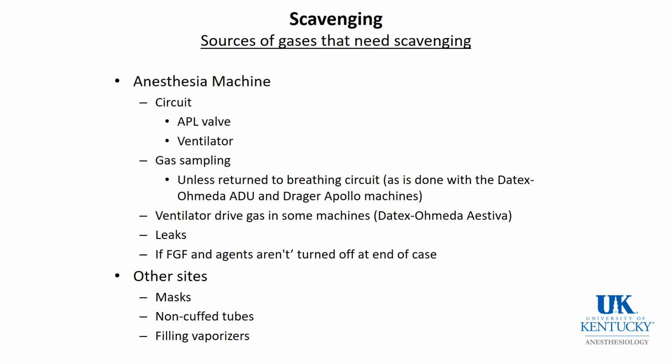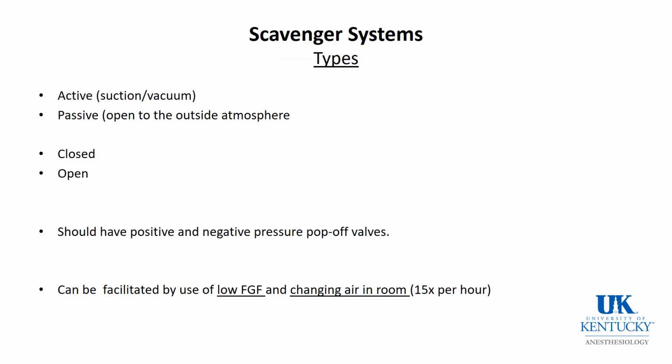Now, where can they come from? They can come from the APL valve, they can come from the ventilator, they can come from gas sampling, they can come from the fresh gas drive of the machine, leaks, and from off of masks and uncuffed tubes, and well, you fill vaporizers. So you have to think about all these places that are sources of gases that we ought to get rid of. Now, on the Canvas, I've gone into various types. I have pictures of those.